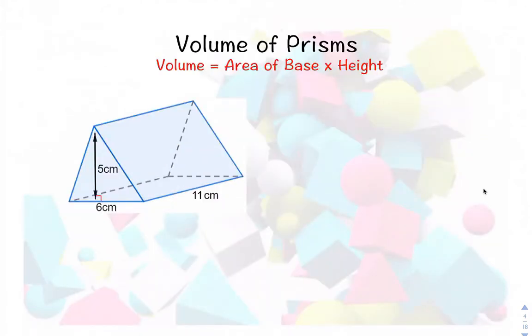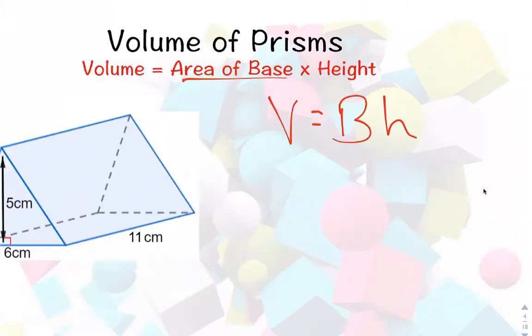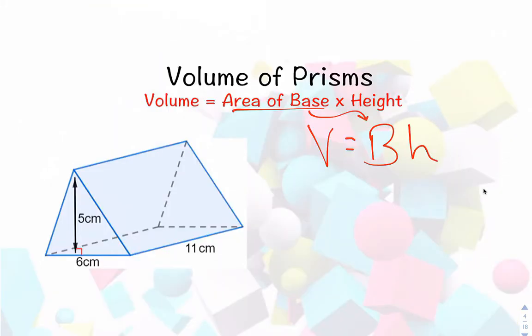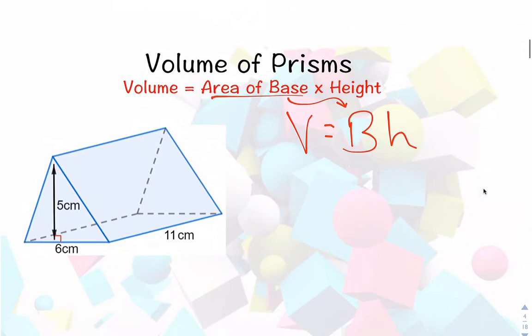Okay. So first of all, volume of prisms. So the volume formula is the area of the base times the height. Okay. Now you will see this written as volume is big B times H. Now remember, big B is just the area of the base. Okay. We had that in our surface area video, so don't get that confused. Big B, area of the base times the height.